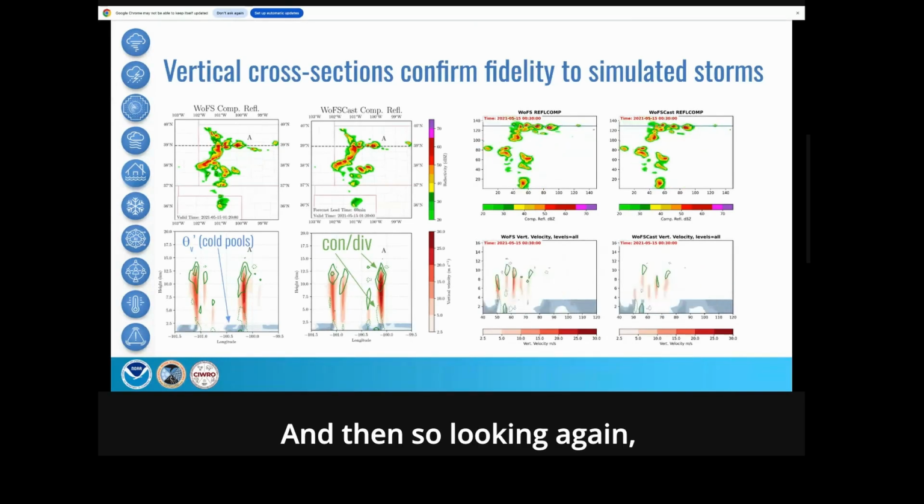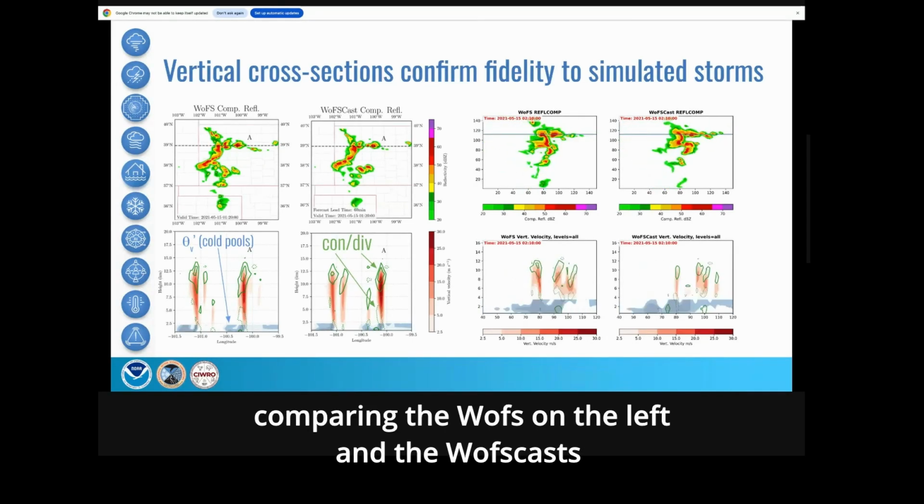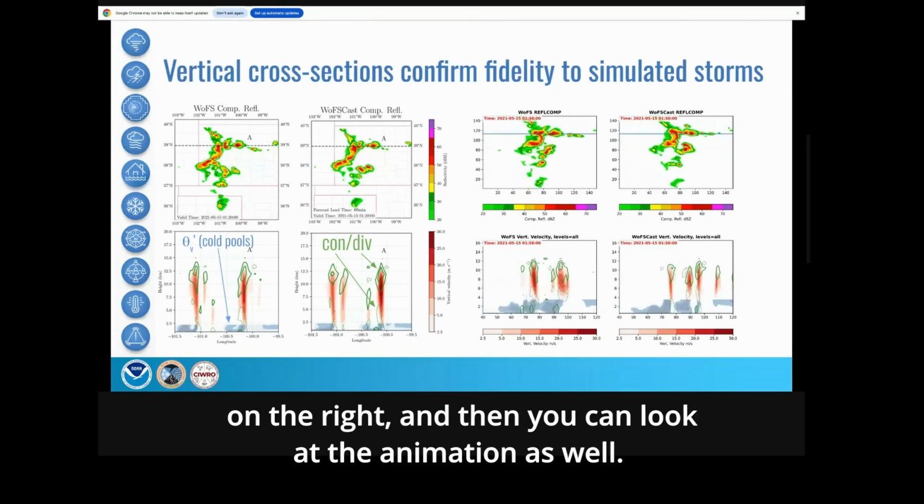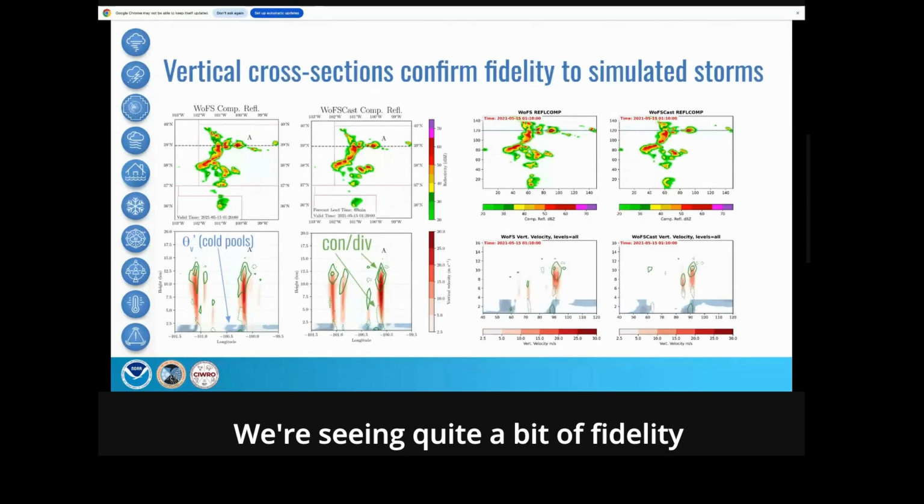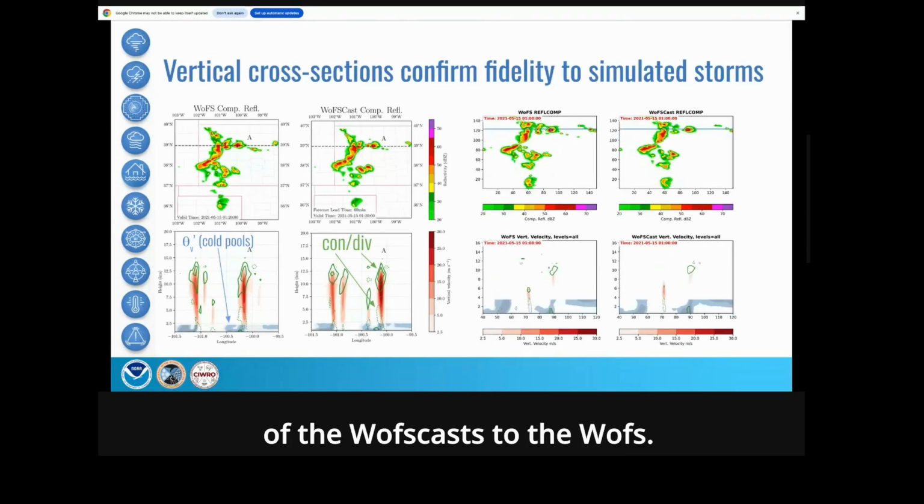And then looking, again, comparing the WoFS on the left and the WoFSCast on the right, and you can look at the animation as well. We're seeing quite a bit of fidelity of the WoFSCast to the WoFS.